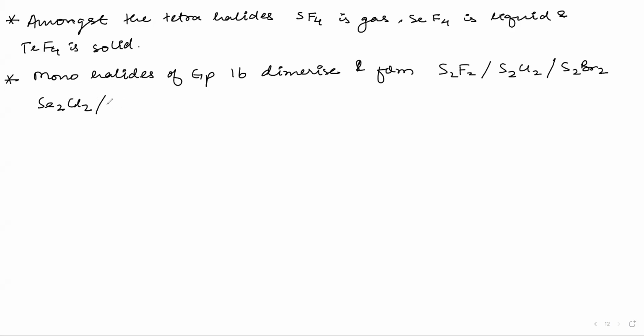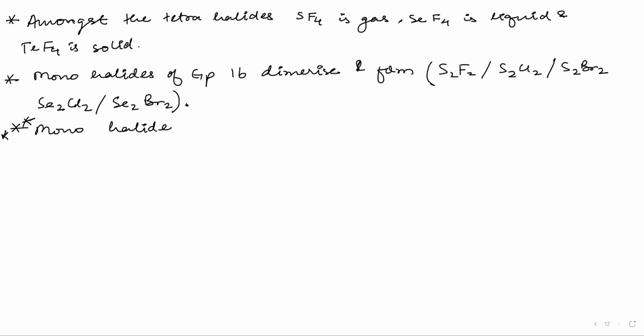They are dimerizing here, and then Se2Br2. These kinds of compounds you will be seeing in monohalides. There is one reaction for monohalides, which is that they dimerize and form these types of compounds.